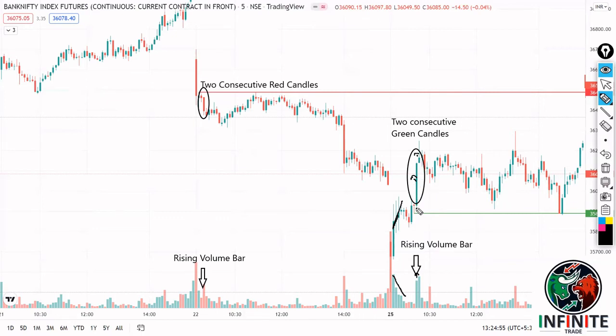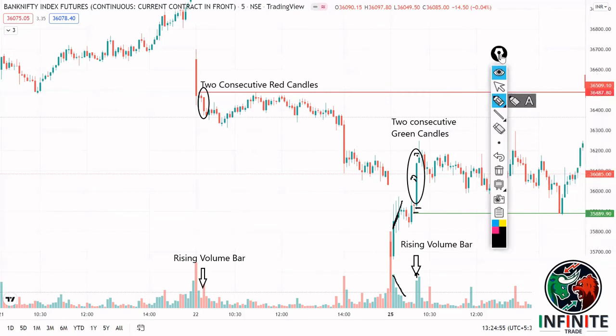So now in this case, I did not mark the green candle's low, but the candle prior to it, which is a reversal candle. I marked the low of that particular candle. So now this becomes my support. So in this case, 36,487 becomes our resistance, and our support is 35,889. Okay, so this is almost a 600 points range.